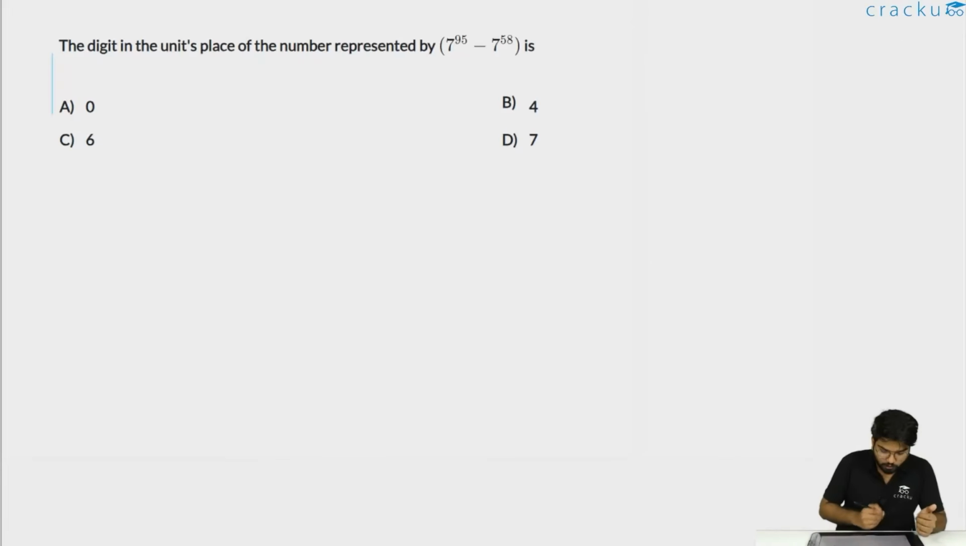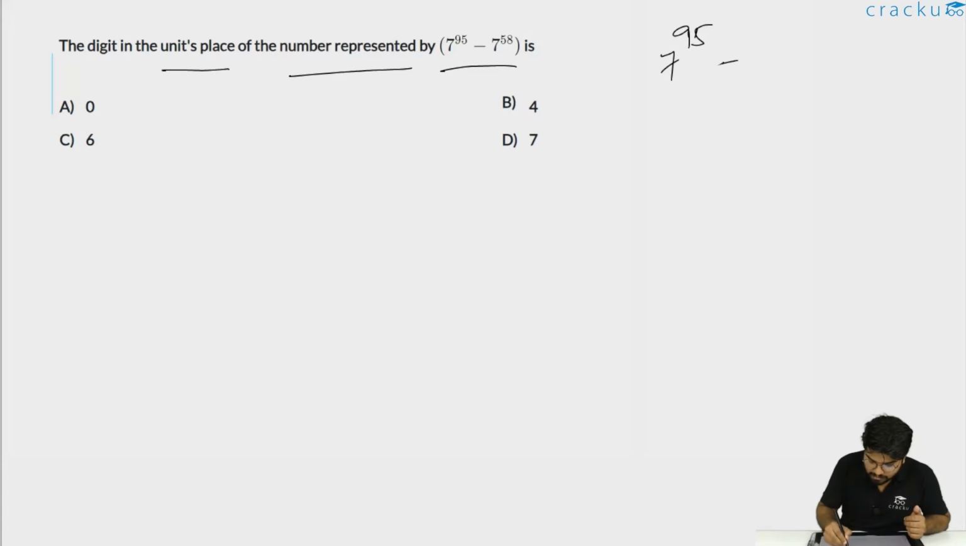We have the question: the digit in the units place of the number represented by 7 raised to 95 minus 7 raised to 58. Ultimately we need to find the unit digits, and we can easily find that if we know the cyclicity.